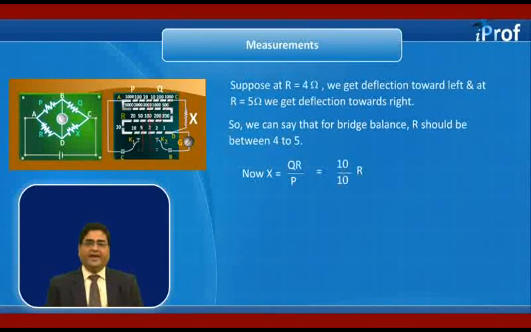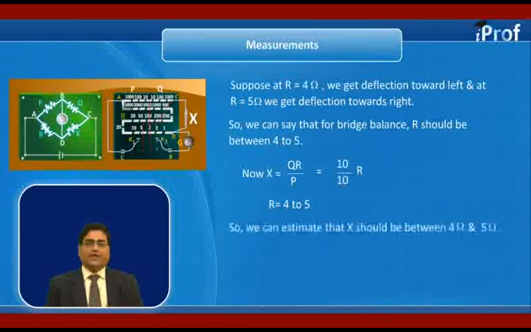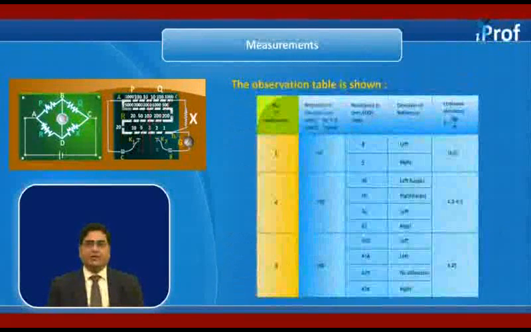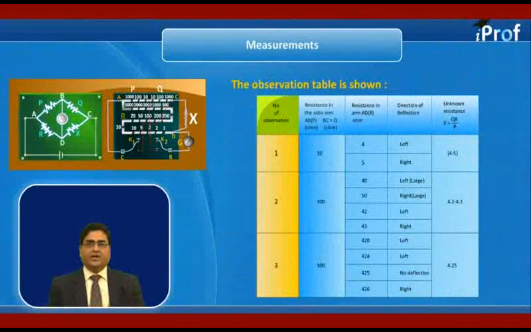Now X equal to QR upon P equal to 10 upon 10 R, which implies R equal to 4 to 5. So we can estimate that X should be between 4 ohm and 5 ohm. To get closure X, in the second observation, let's choose Q upon P equal to 1 upon 10. For example, choose P equal to 100 and Q equal to 10.